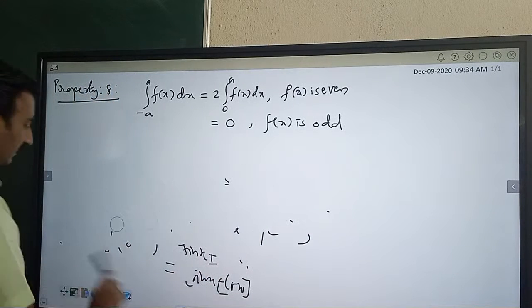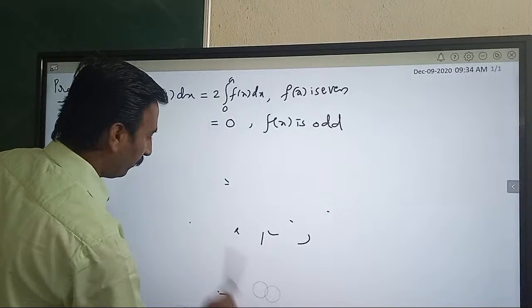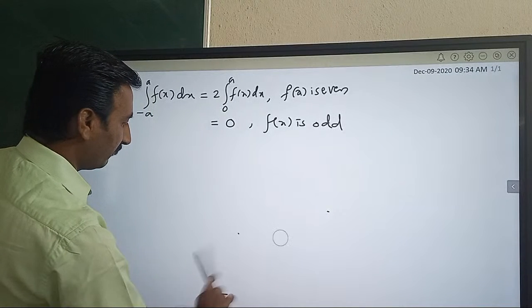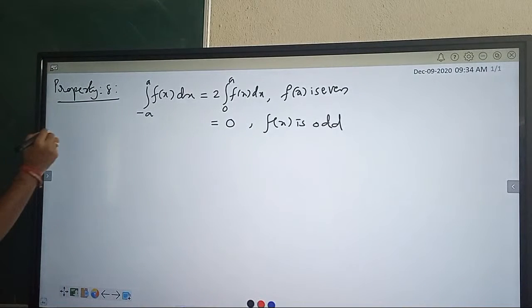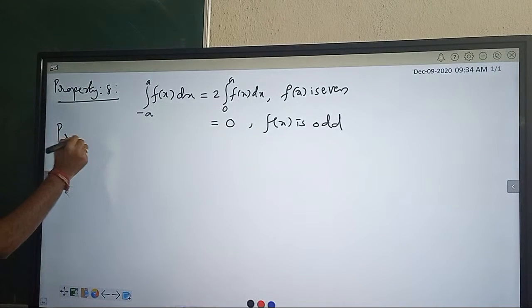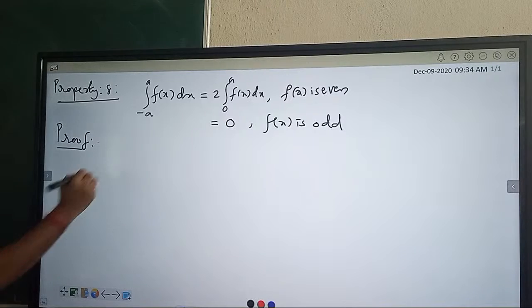Now I go for the proof of this one. It's a very simple proof, very easy proof. First I go with the general rule, that is property number 2. What does property number 2 tell us?